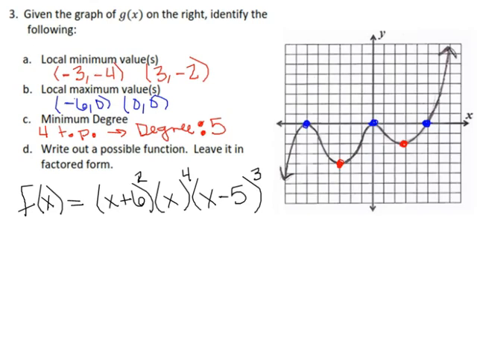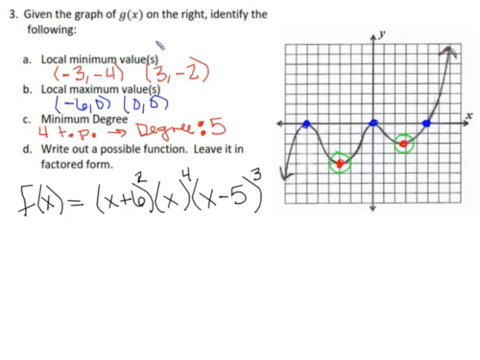Alright, so let's check it out and see how we did. Based on the graph, we want to identify the following information. Part A wanted us to find those locals, or in other words, relative minimum values. So looking at our graph, it looks like we have one right here and right here. Those are some low points on our graph. So you could have listed those ordered pairs.